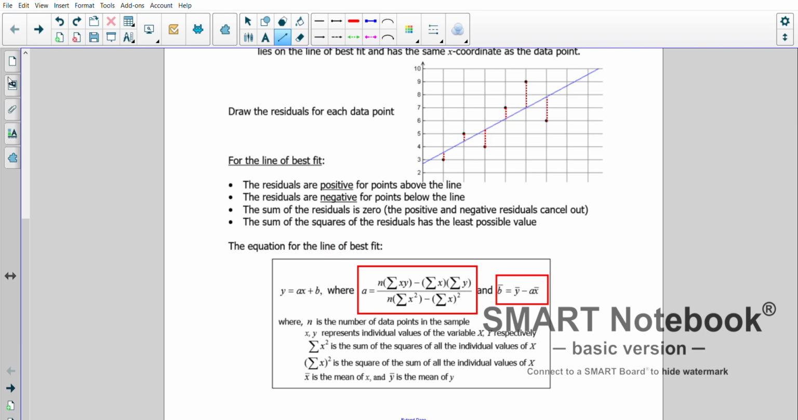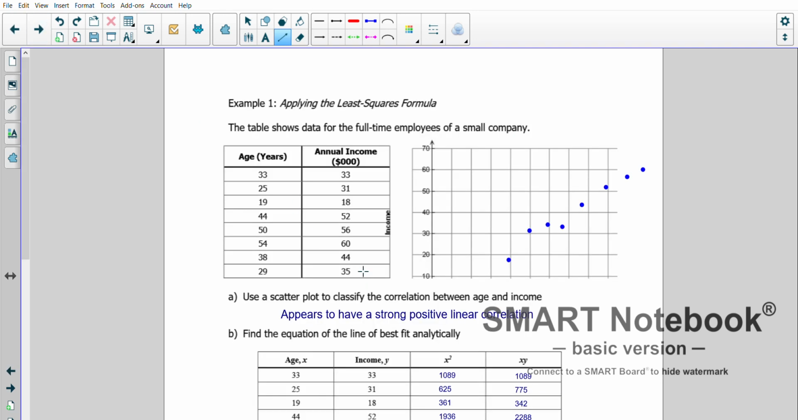So let's do an example. This is a table that shows the data for full-time employees of a small company. The x variable is age, and the y variable, the dependent variable, is their income.